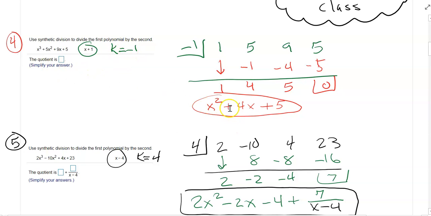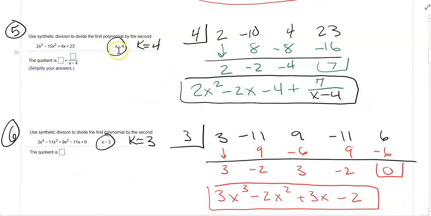And then in writing the quotient, since we started with x to the third and we're dividing by x, our leading term is going to be 1 less. So 3 was it before, now it's 2. And my coefficient is 1. My coefficients for the next terms are 4 and 5.